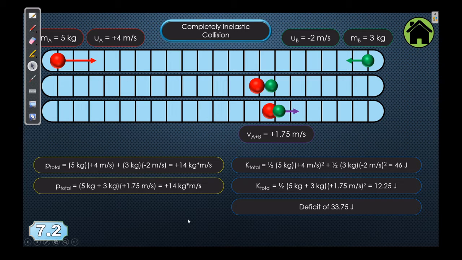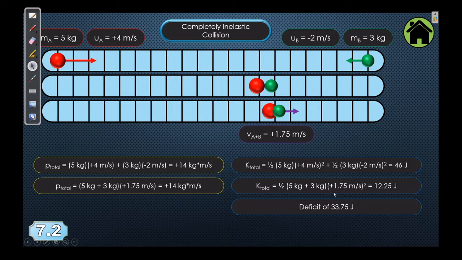Here's an example of a perfectly inelastic collision, or a completely inelastic collision. After the collision, the two balls stick together. They continue to move to the right with a total momentum of positive 14 kilogram meters per second. However, the total kinetic energy has decreased from 46 joules to only 12.25 joules, a loss of 33.75 joules.